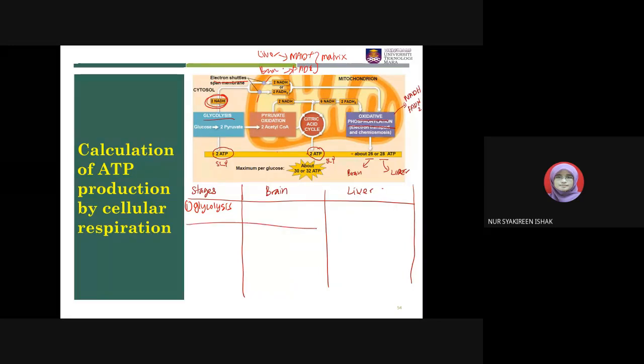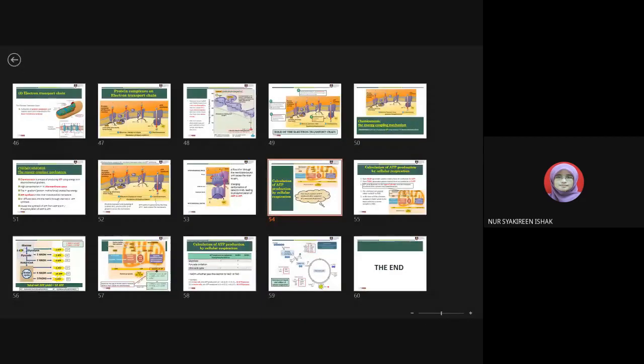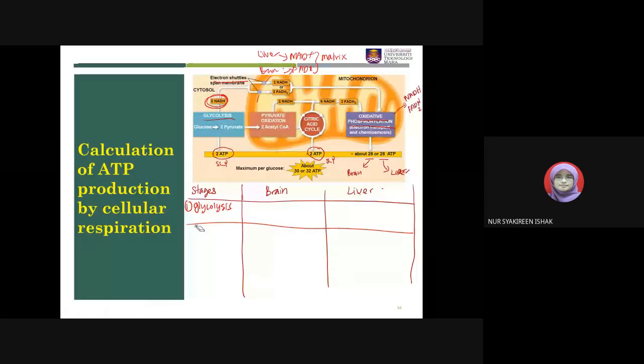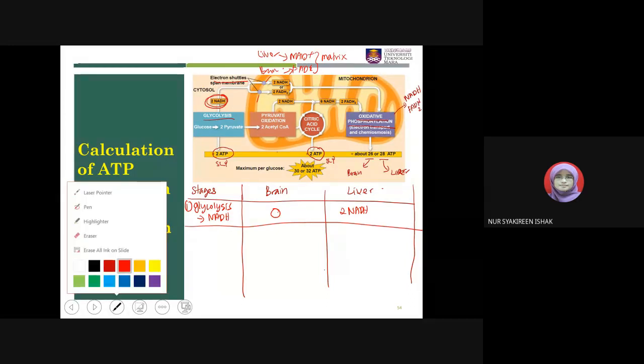So maksudnya kat sini untuk brain, instead of 2 NADH, saya kena pastikan kolom lagi ni. Okay. Produk dia adalah NADH. Okay. Untuk brain akan terhasil NADH tak? Tak ada. Okay. Liver ada tak? Ada. Berapa? 2. Okay. So second stage. Sekejap. Padam lagi. Sekejap ya. Saya nak tulis sumber produk yang sangat penting.